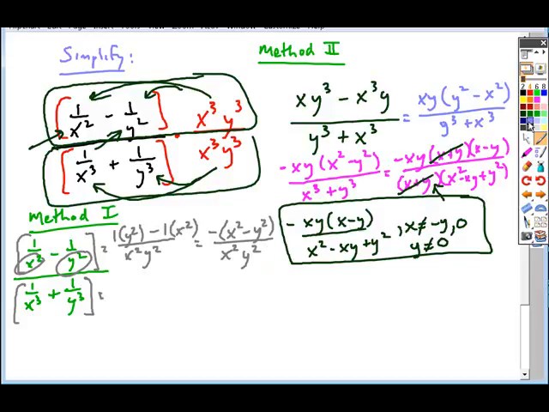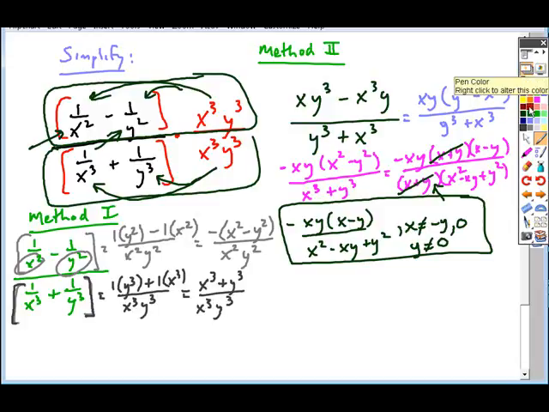Now I'm going to do the same thing in the denominator. When I look at the denominator, what's my LCD? Now it's x cubed, y cubed. So I'm going to take 1 times my missing LCD factor, y cubed, plus my next fraction's numerator 1 times the missing LCD factor, x cubed. Again, I'm going to reorder my terms, but I get x cubed plus y cubed all over x cubed, y cubed.